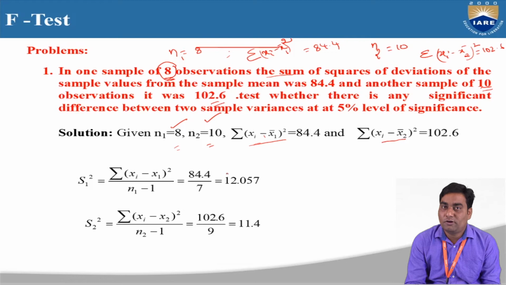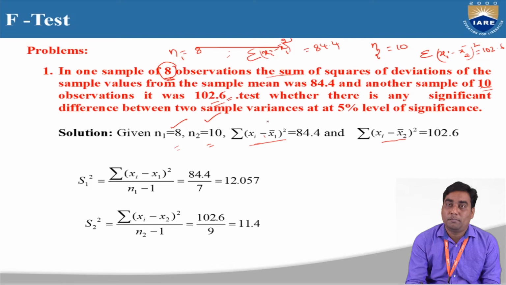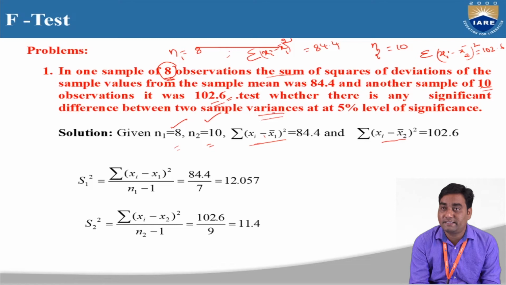Now coming to the second test, t-test for difference of means. We use t-test for difference of means if the problem consists of 2 samples, and the f-test also we use if the problem consists of 2 samples. So here 2 samples are there. We can use t-test for difference of means as well as f-test according to the first statement of the problem. But the statement of the problem continues: test whether there is any significant difference between 2 sample variances.